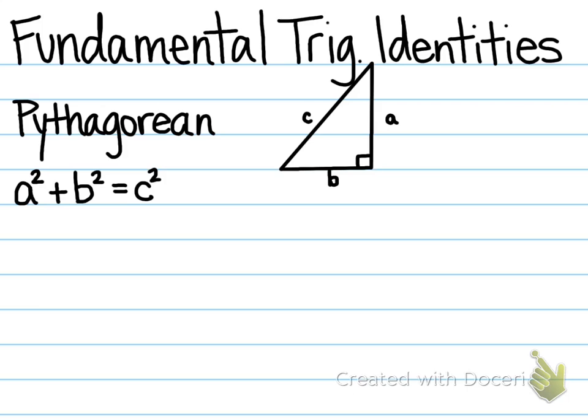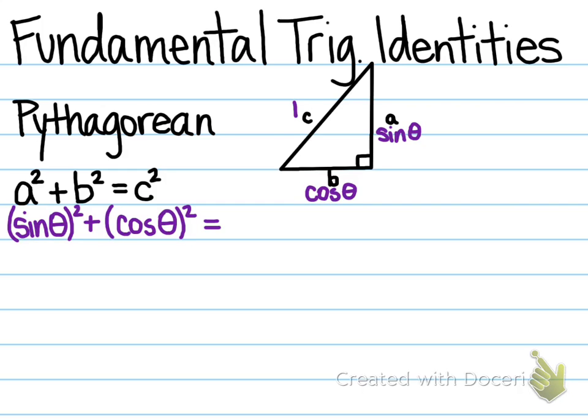Well, in section 2, we put this right triangle on the unit circle and we relabeled the sides. We said that the side going left and right is the cosine of the angle, up and down is the sine of the angle, and then the hypotenuse we labeled as 1 on the unit circle. So if I substitute these 3 values into the Pythagorean theorem, this is going to give me sine squared plus cosine squared equals 1 squared. Okay, let's go through and simplify this a little bit.